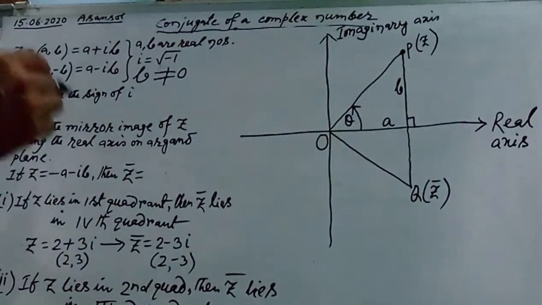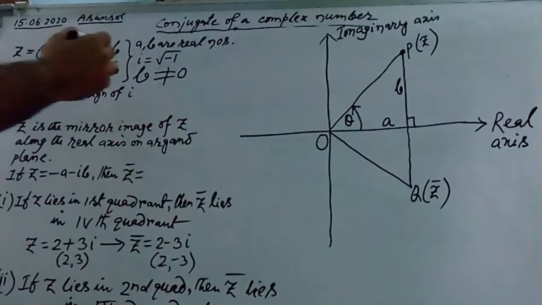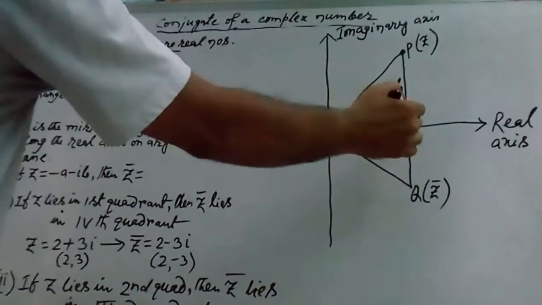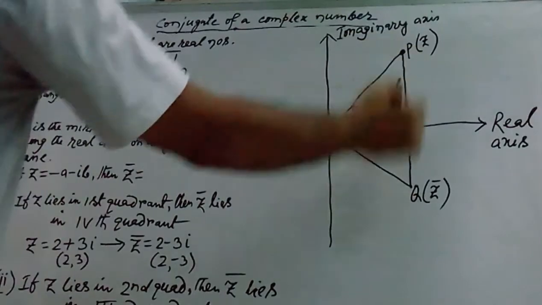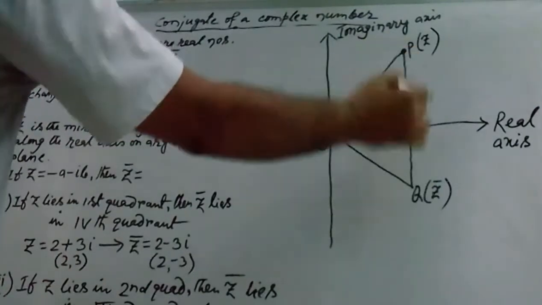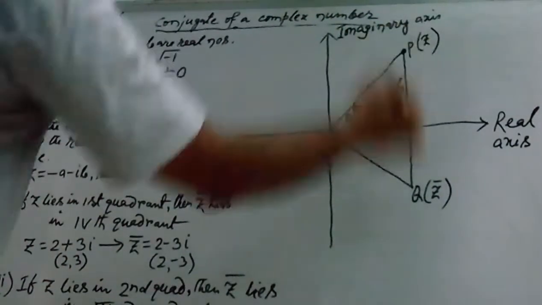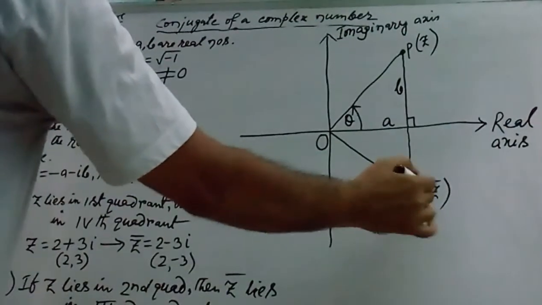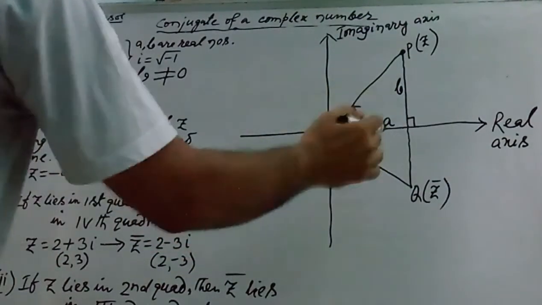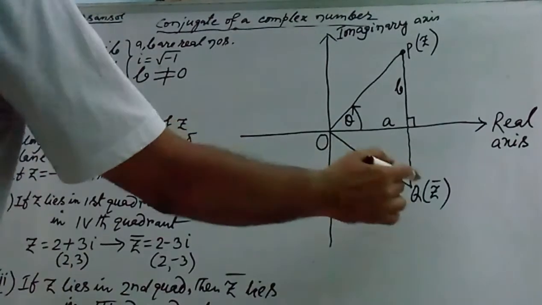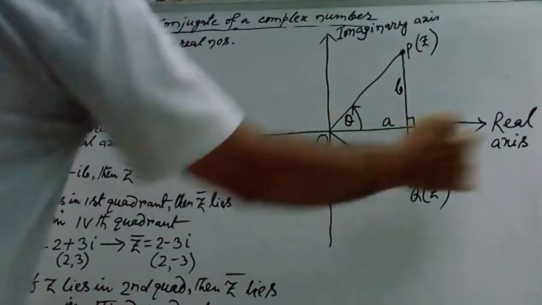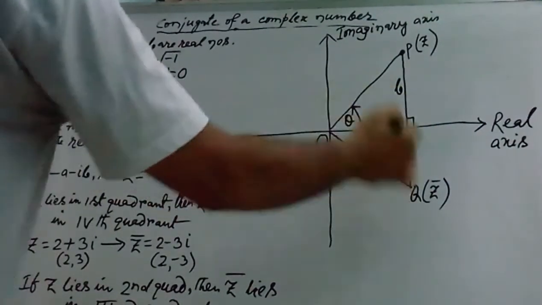Suppose z is a complex number, a plus ib, where this is a and this is b. Then z bar is the mirror image of z, the mirror image of z along the real axis on the Argand plane. So what I told is that z bar is the mirror image of z along the real axis on the Argand plane.